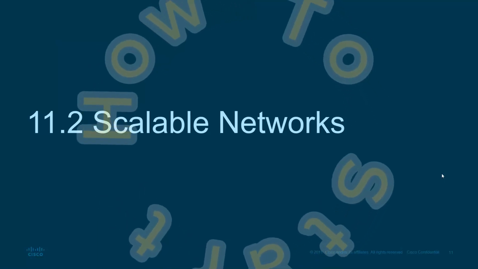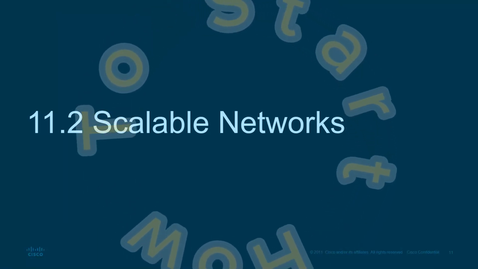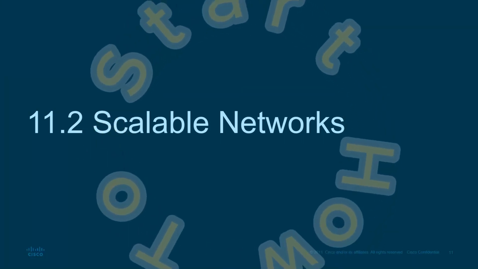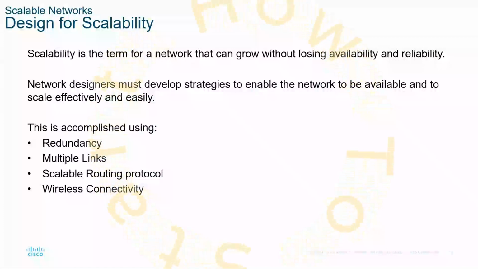So let's go ahead and dive into how we design the network to be scalable. In previous chapters, we talked about things such as link aggregation, redundancy, first hop protocols, wireless connectivity, and different types of scalable routing protocols. All of those go into the design for scalability.